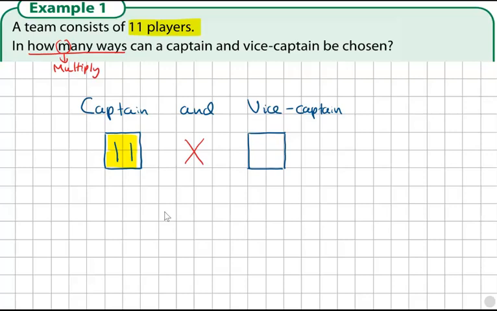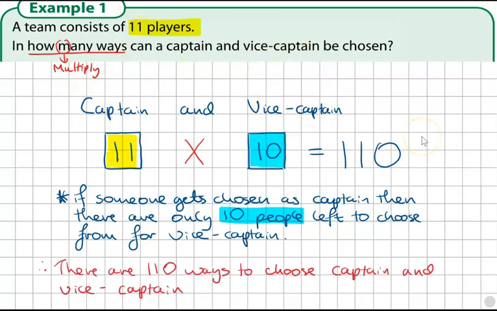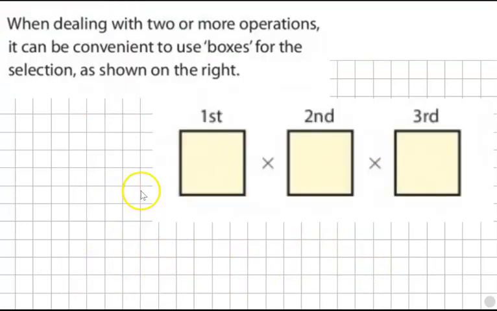And if one person has been chosen as captain, then we've only 10 people left to choose from for the vice captain. So we have 10 options for vice captain, so 10 goes in this box. And 11 times 10 is 110 ways. So there's 110 different ways that we could choose a captain and a vice captain from a team of 11 players.